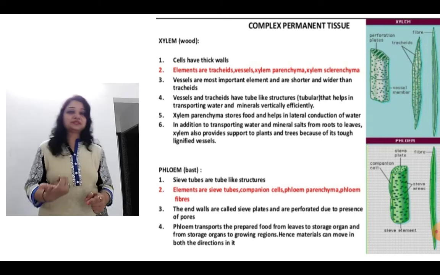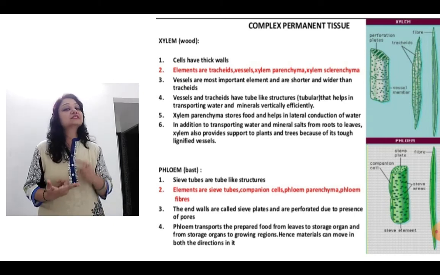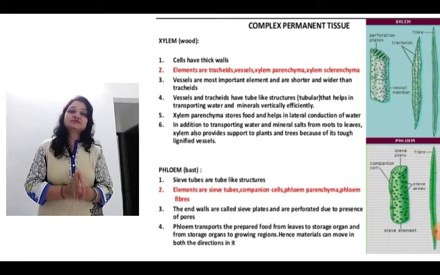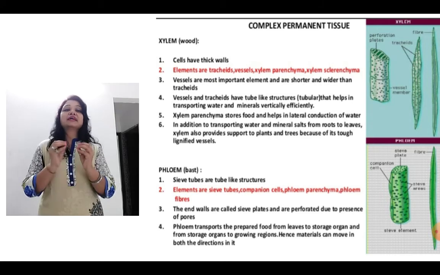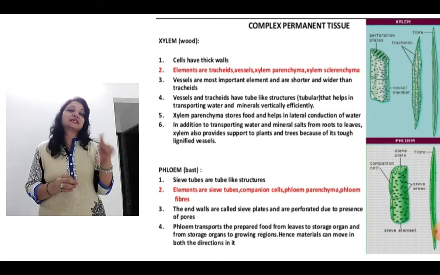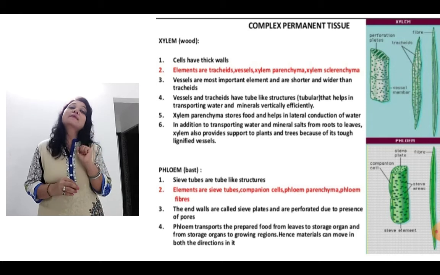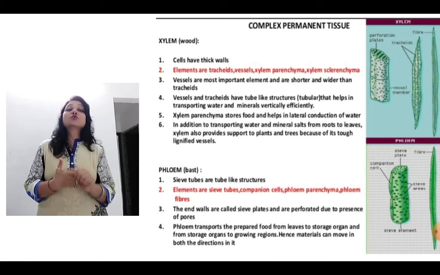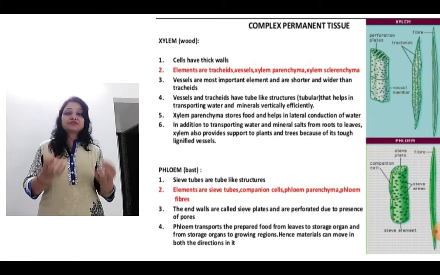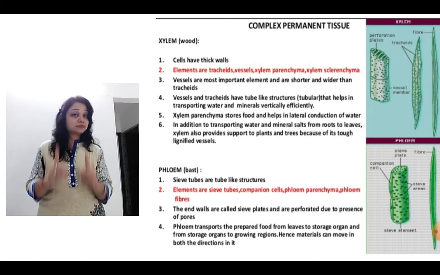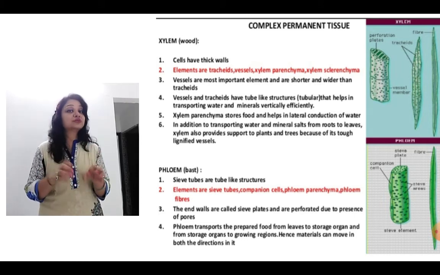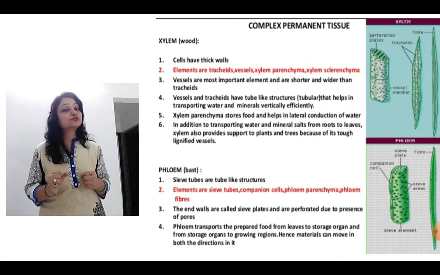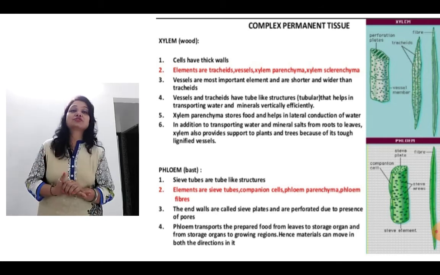Just now I told you previously, right? In xylem, the vessels are the most important element and they are shorter and wider than the tracheids. Whereas in phloem, the end walls are called the sieve plates and they are perforated due to the presence of pores. Now, xylem parenchyma stores food and helps in lateral conduction of water. Keep in mind, they only store food. They are not transporting food.